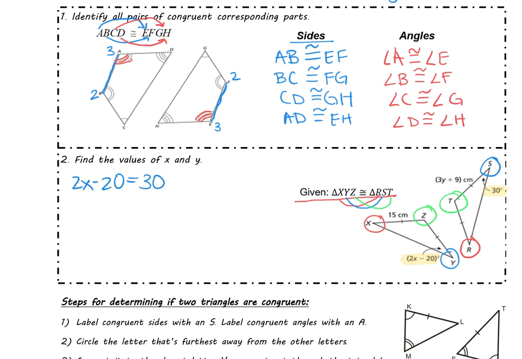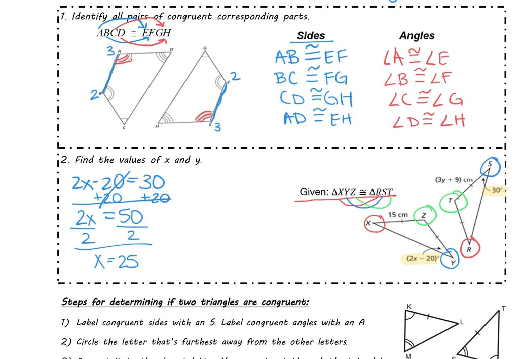And then from here, we would just solve. We want to add 20 on both sides to get rid of it. So bring down your 2x, the 20's cancel out, and 30 plus 20 is 50. And then our last step, we want to divide by 2 to get rid of it. And 50 divided by 2 is 25.